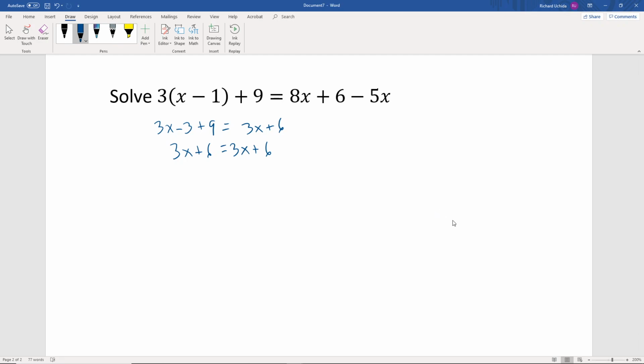But also, again, if we were to subtract 3x from both sides of the equation, we would end up with 6 equals 6, which is a true statement. So what this means is that x can be any real number. Now the reason why we bring this up is that when you're solving a system of two linear equations, you're going to have 3 possible cases.